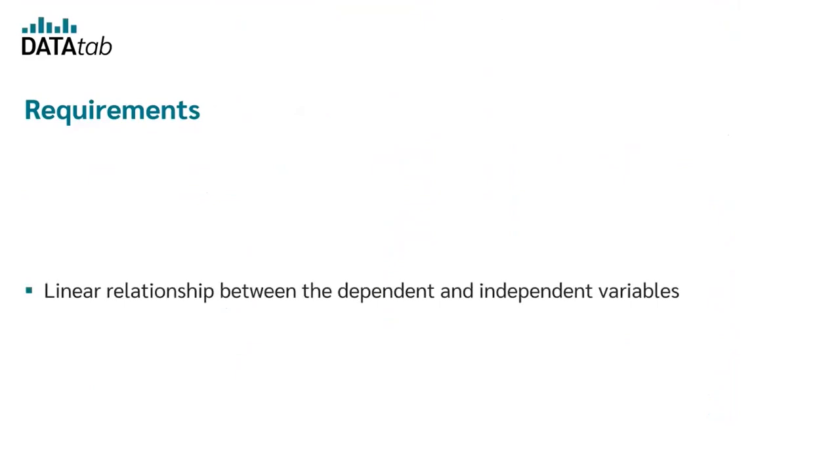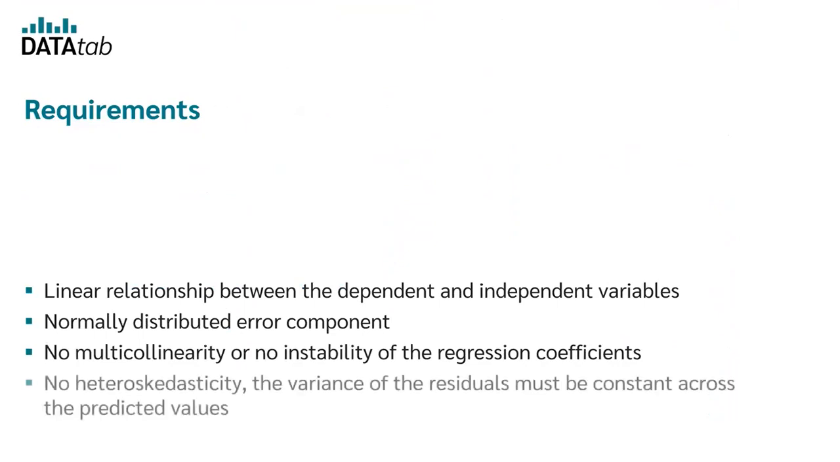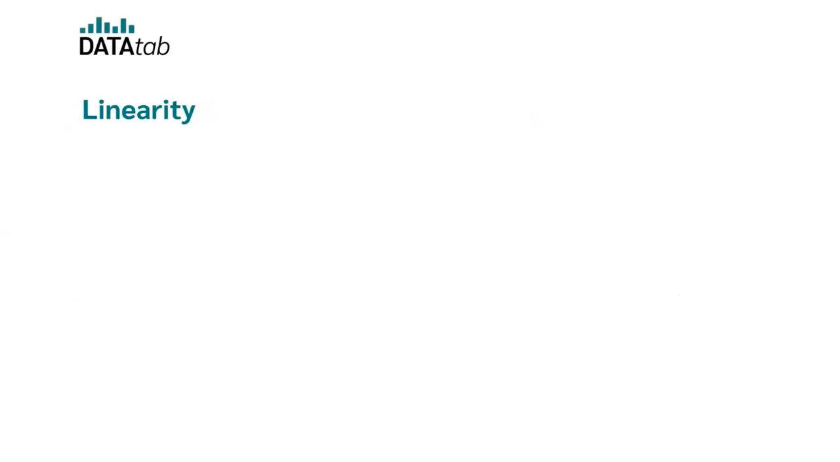There must be a linear relationship between the dependent and the independent variables. The error epsilon must be normally distributed. Third assumption is that there must be no multicollinearity or no instability of the regression coefficients. And finally, there must not be heteroscedasticity. The variance of the residuals must be constant over the predicted values. And now we'll go into each point in more detail.